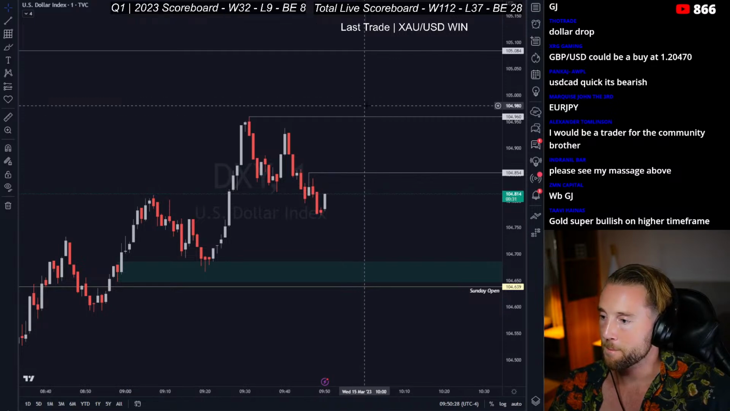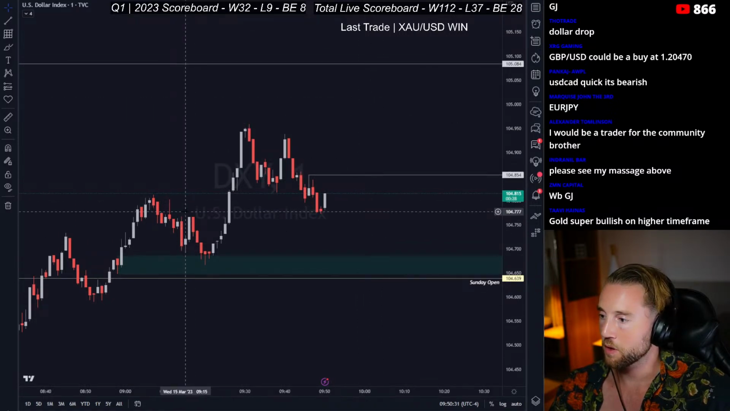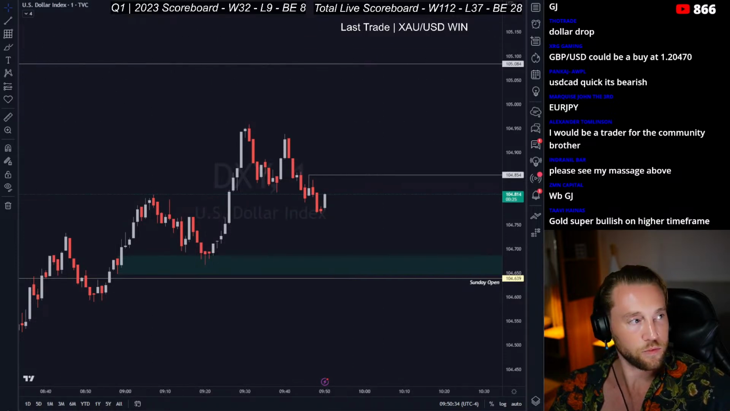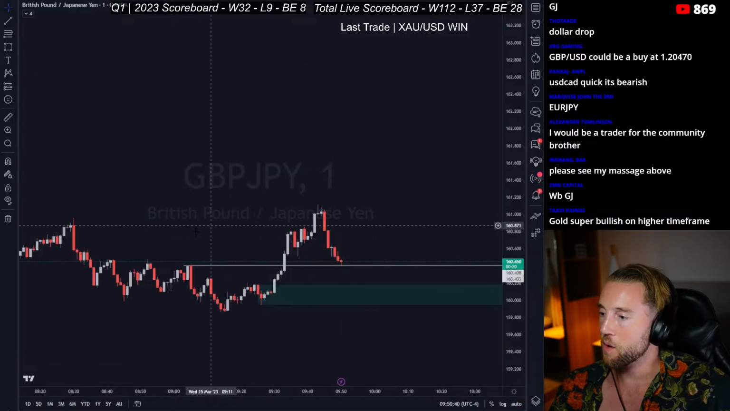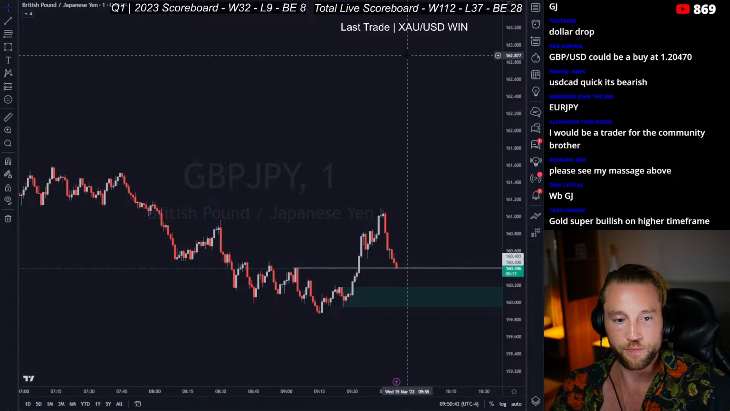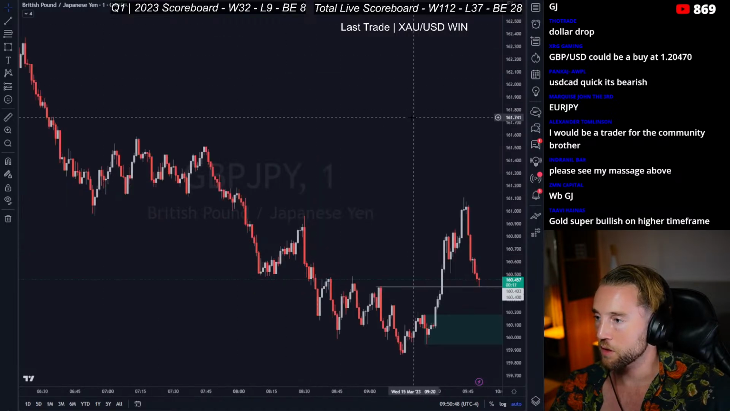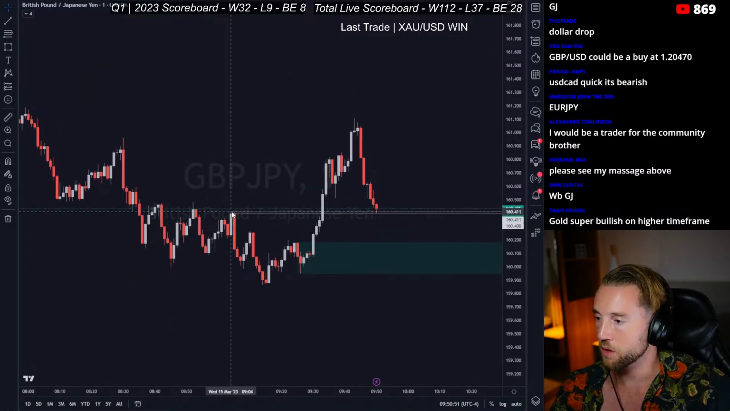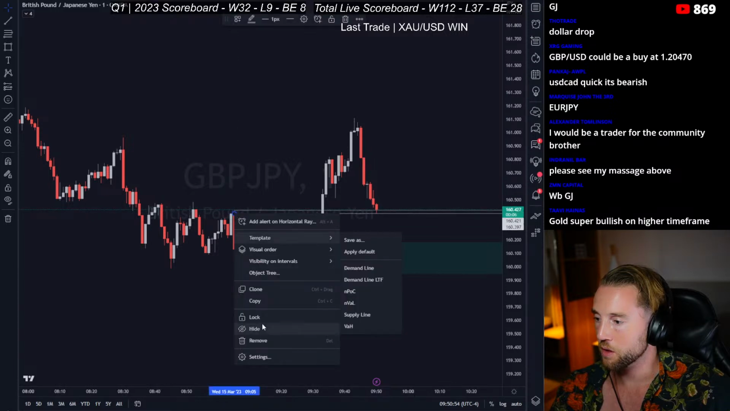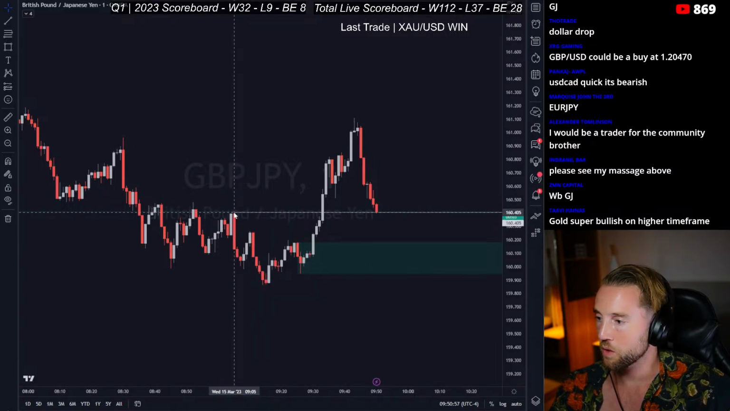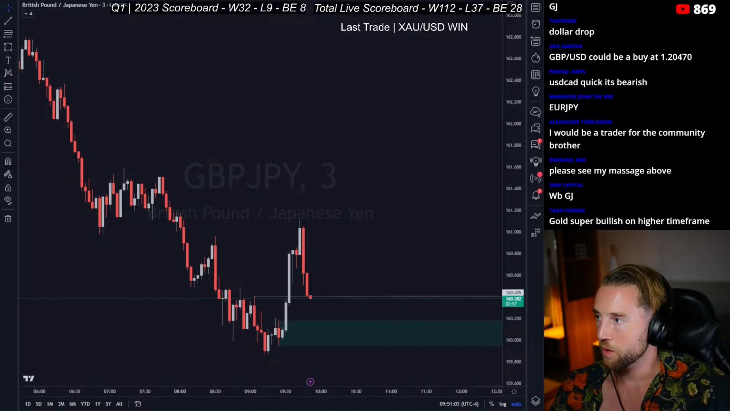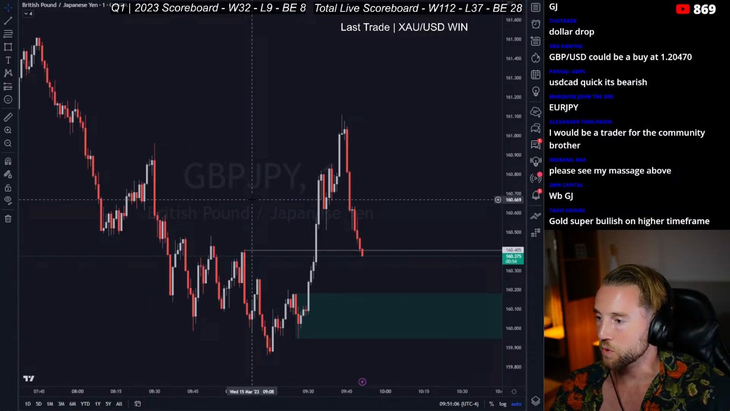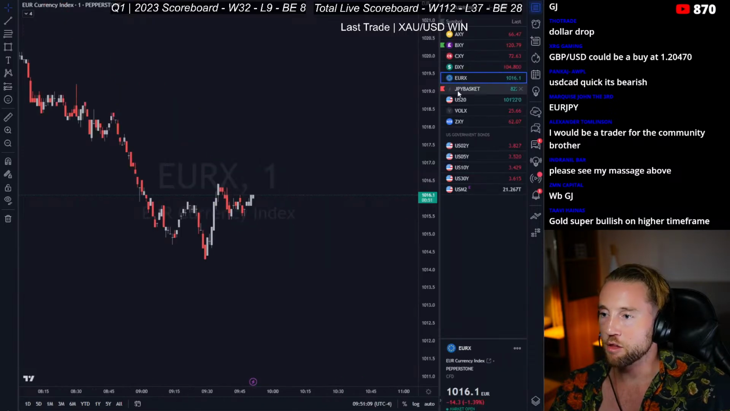Dollar needs to break a high to become interesting again. GJ is at that zone. Okay. Let's look at the yen. Let's look at the yen basket.